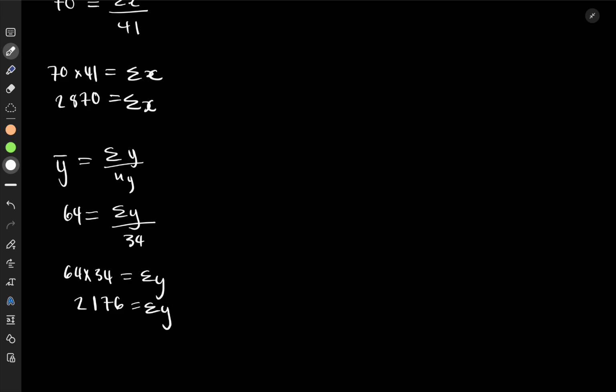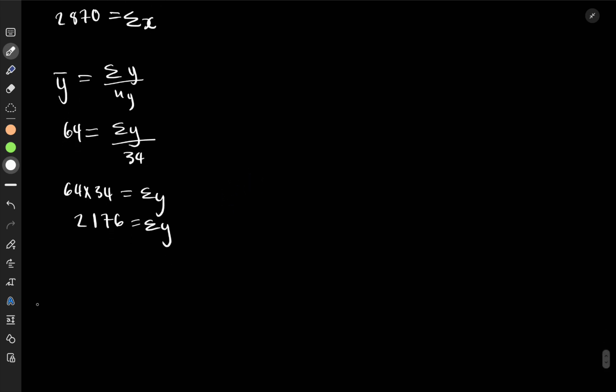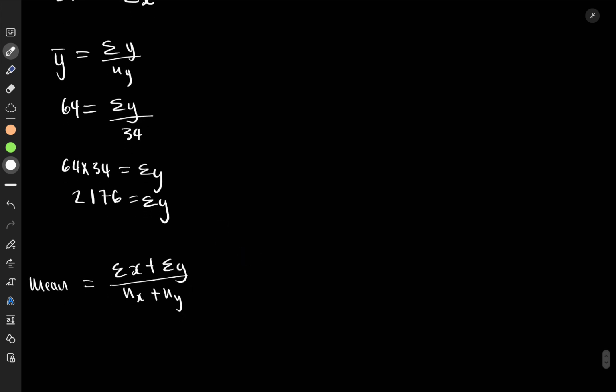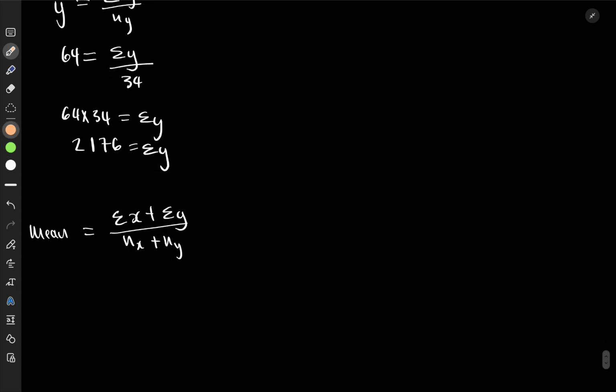So now that we have the sums, we can find the mean. Just say the mean is equal to the summation of x plus the summation of y, all over nx plus ny. Sorry for trying to put the square root; this is just the mean. So now we can just go for it.